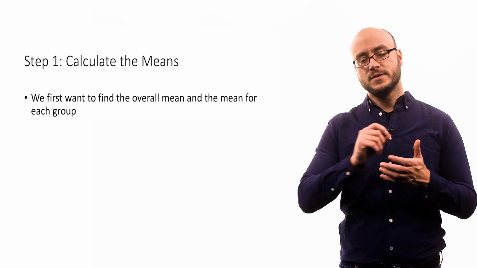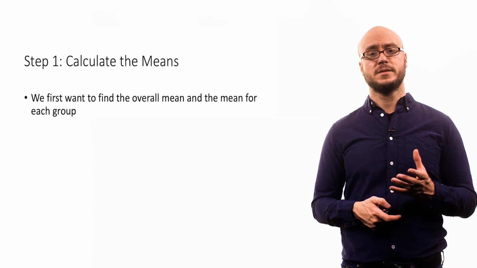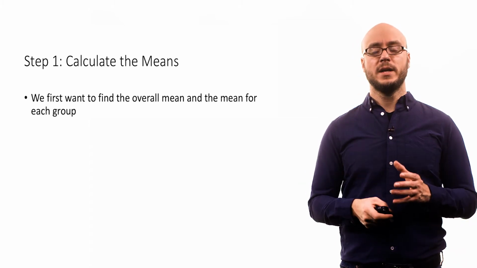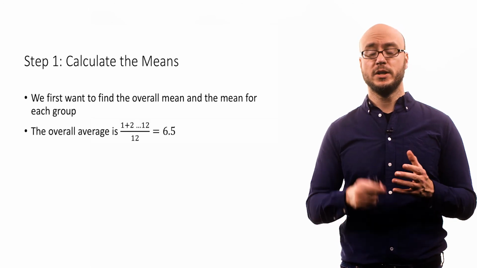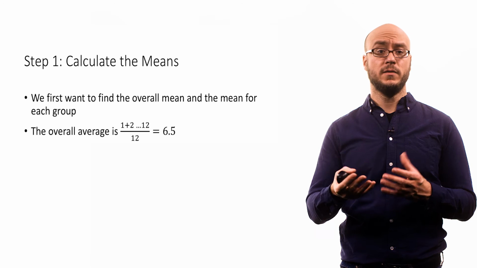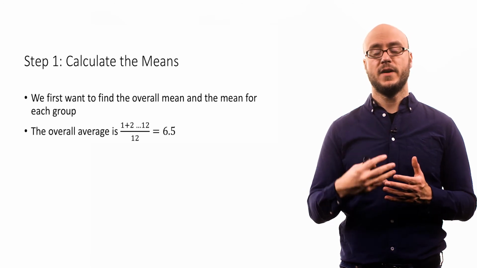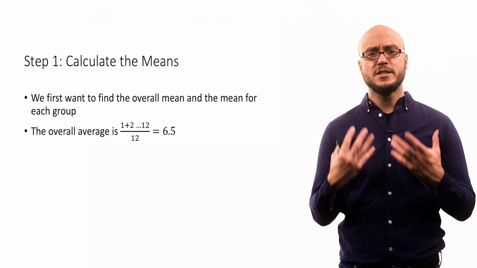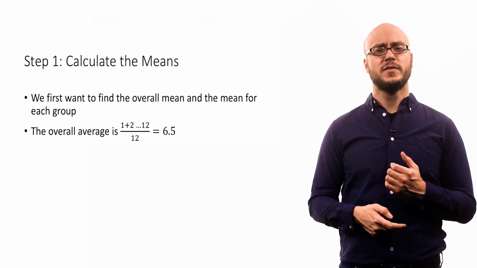Now we go through the different steps for calculating one-way ANOVA. The first step is just to calculate the means. We first want to find the overall, or the grand mean, and then we want to find the mean for each group. The overall average is simply 1, 2, all the way up to 12, divided by 12. This is just taking all of our values of our outcome, dividing by the total sample size of lowercase n, which is 12. So we get this overall average of 6.5. That's the average across all observations.